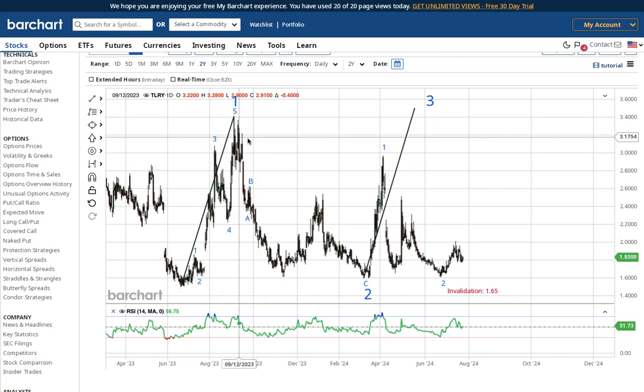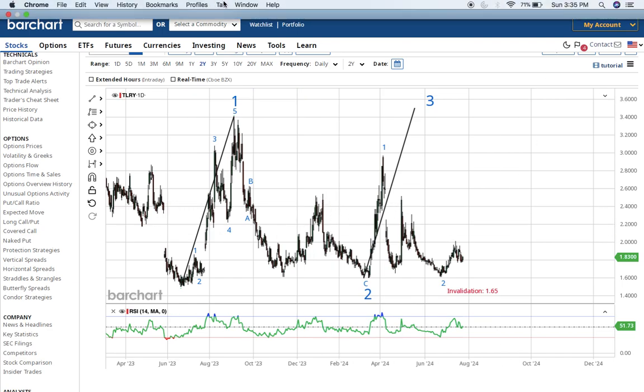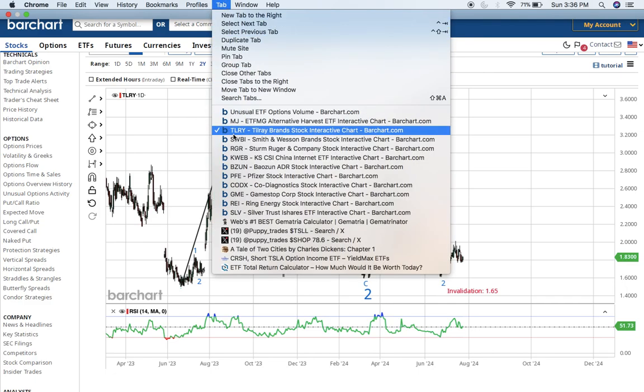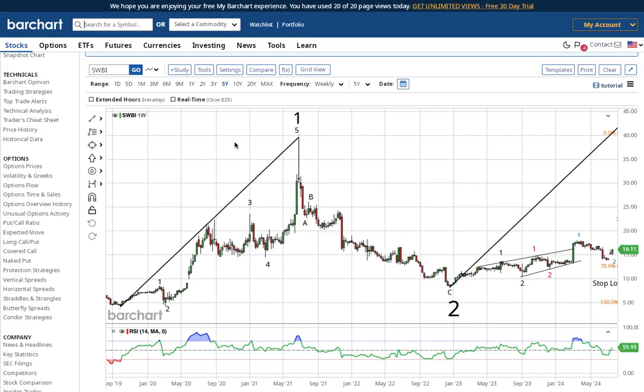1, 2, 3, 4, 5 for Tilray, wave 1, ABC, wave 2. I'm long a small position, CGC and Tilray LEAPS, wave 1, wave 2. I expect 1.65 won't get broken. 3.11 to 3.22 on MJ. More important, invalidation, Smith & Wesson Brands, right?